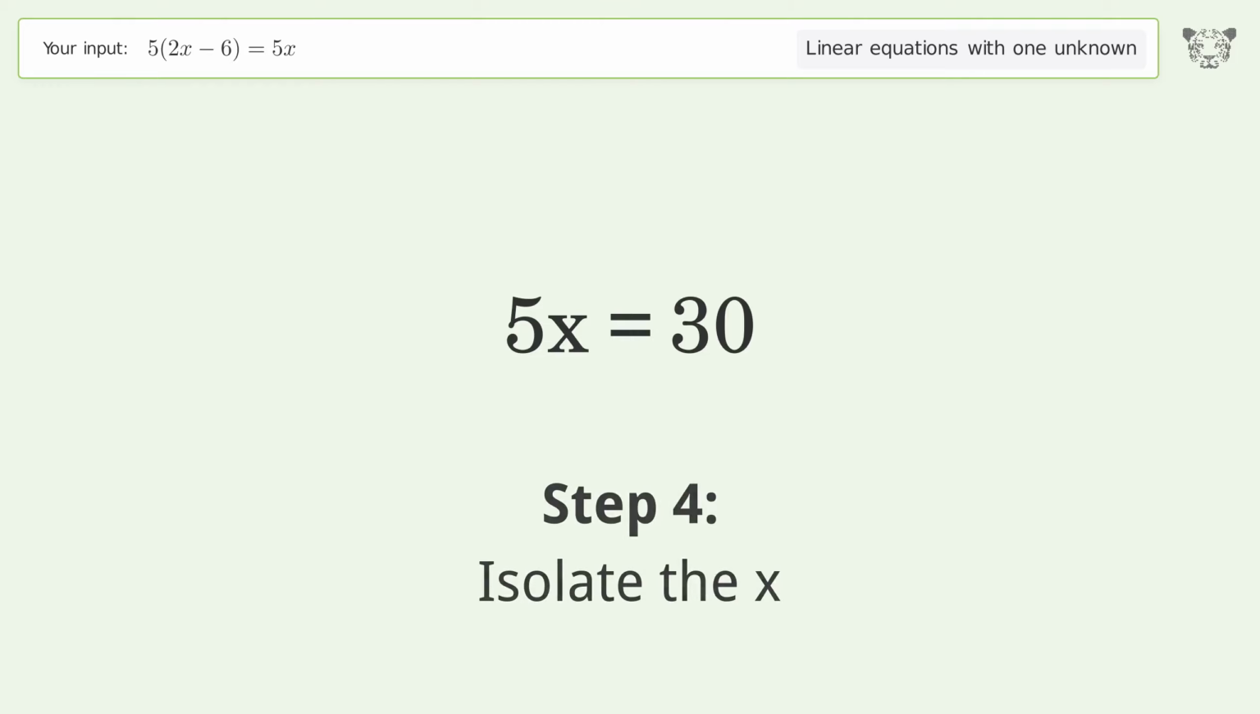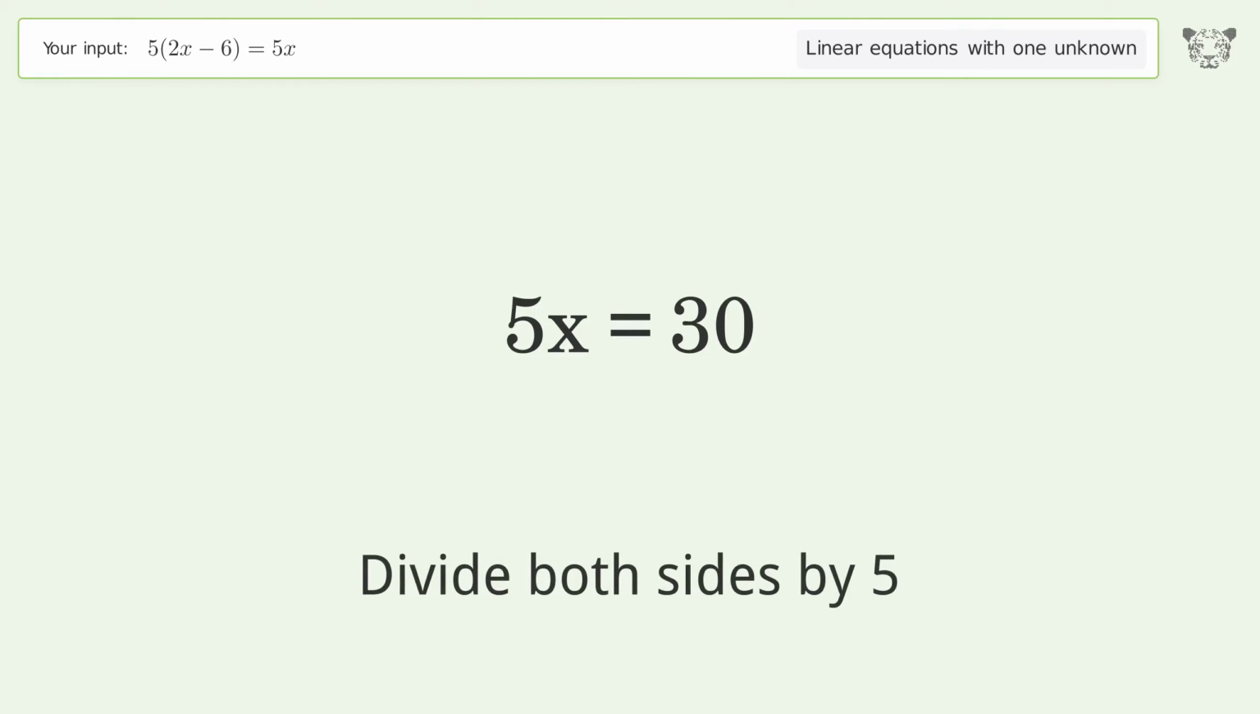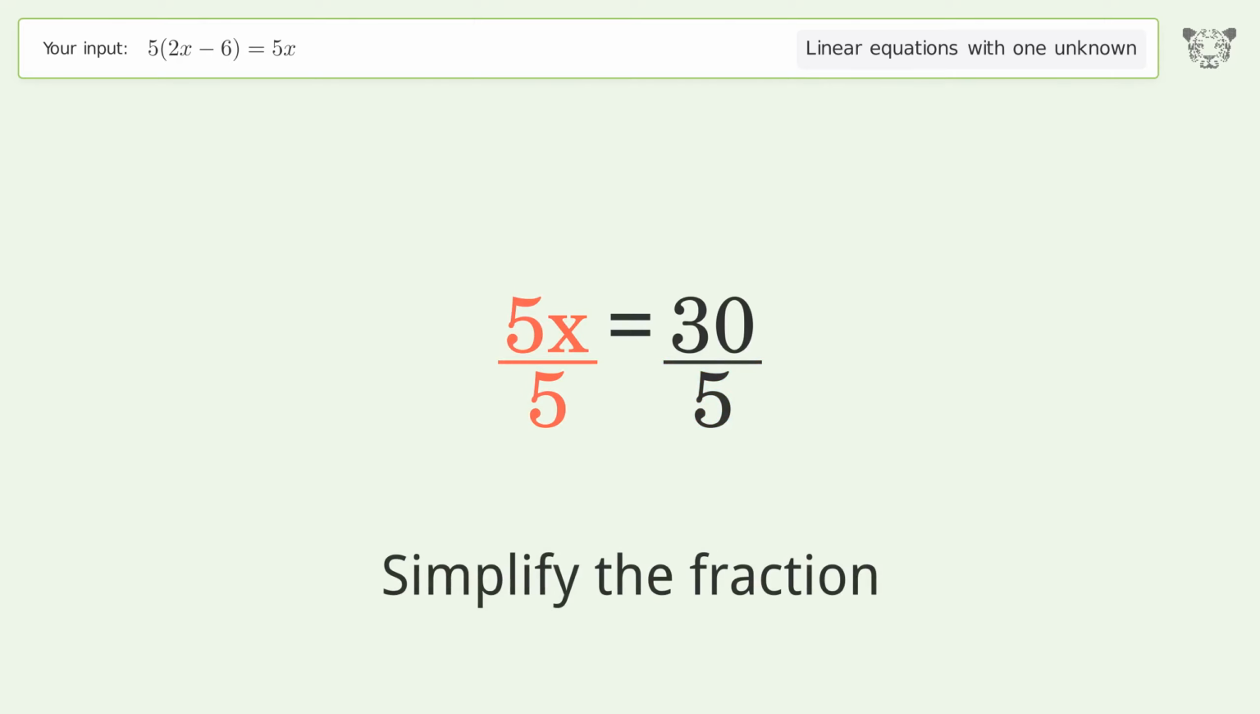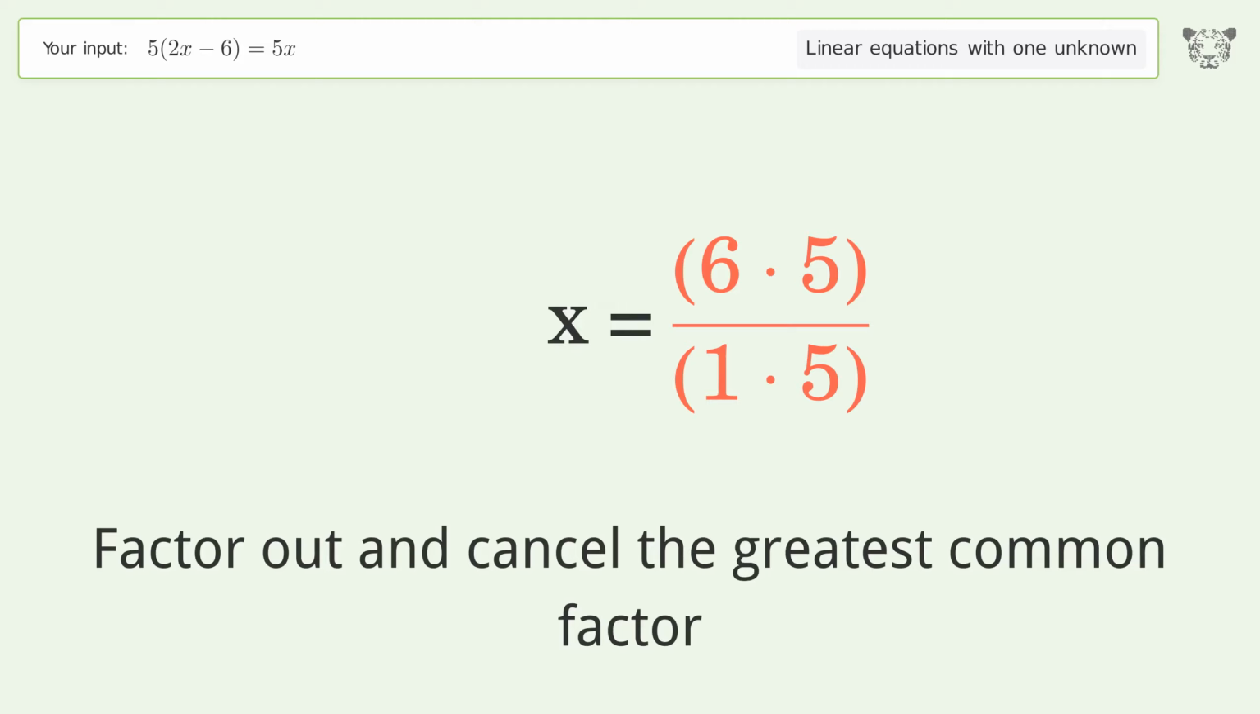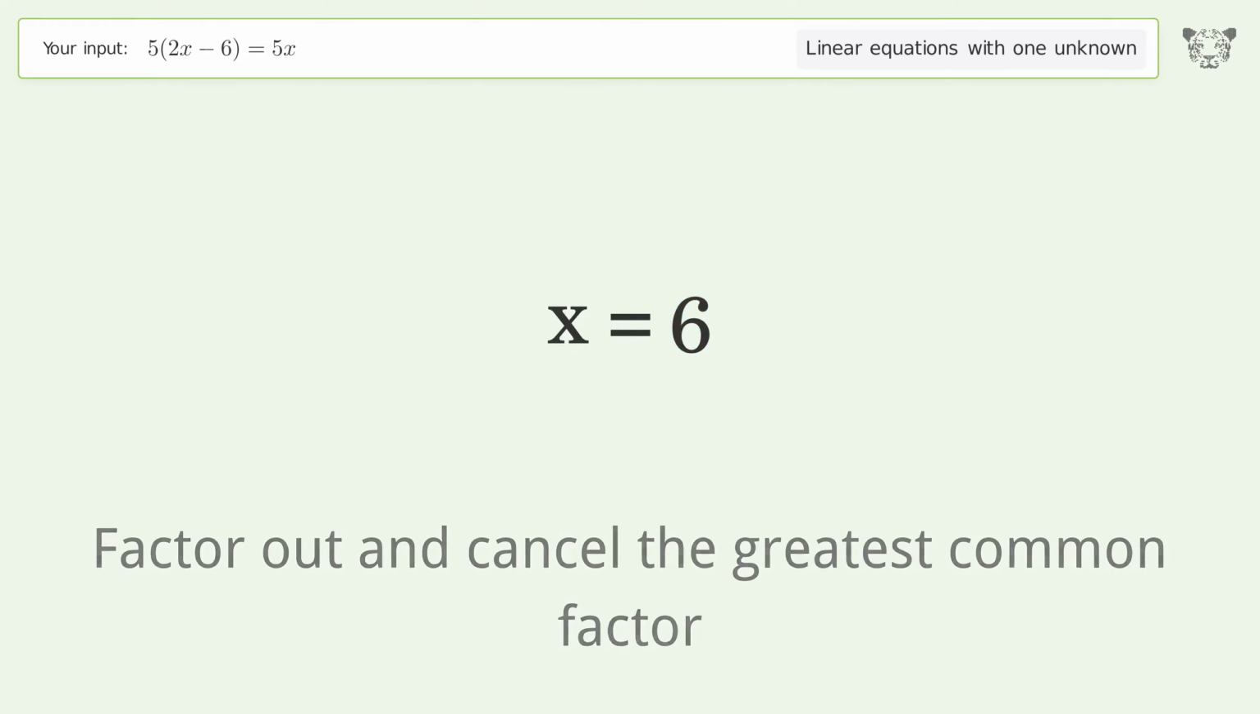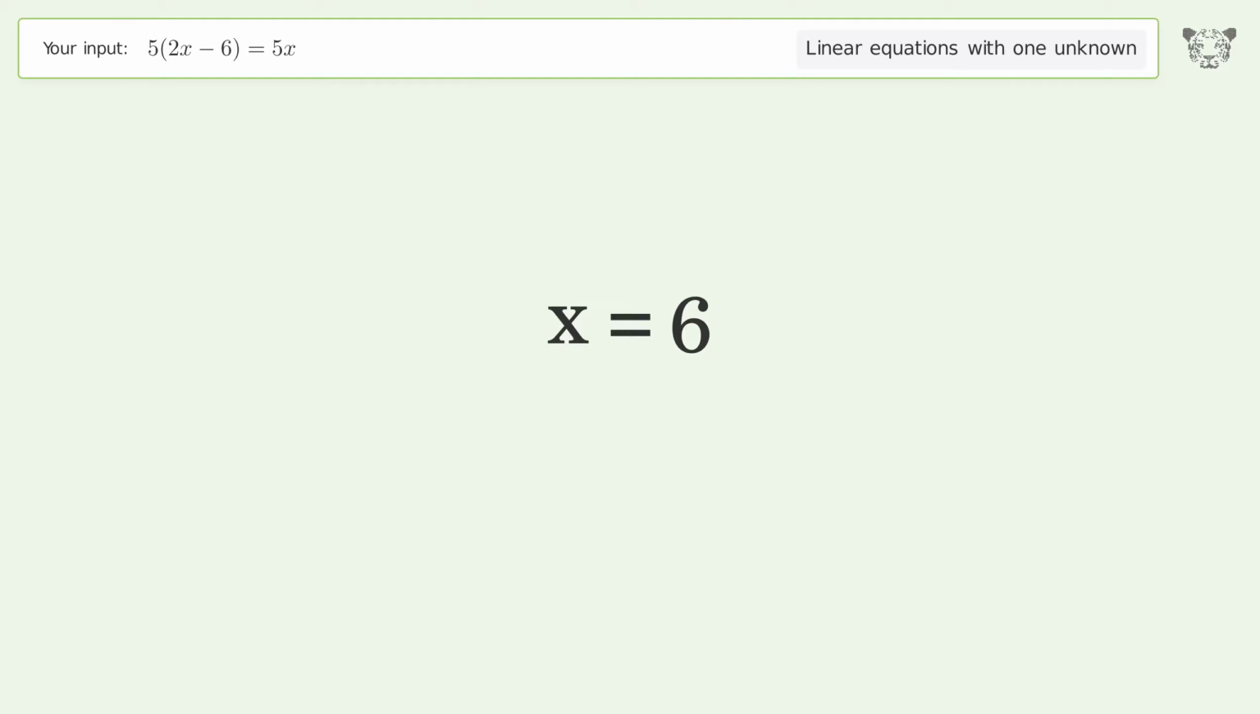Isolate the x. Divide both sides by 5. Simplify the fraction. Find the greatest common factor of the numerator and denominator. Factor out and cancel the greatest common factor. And so the final result is x equals 6.